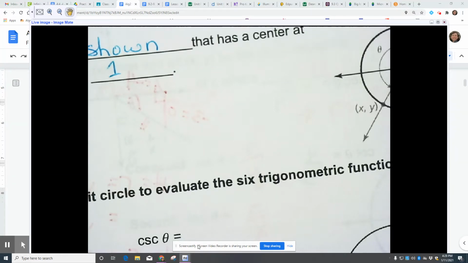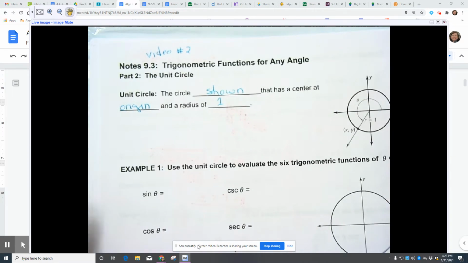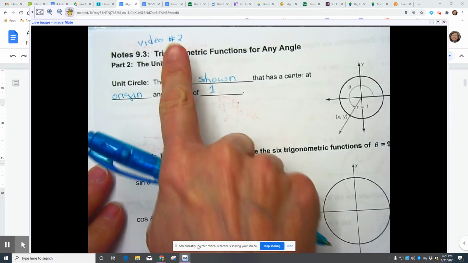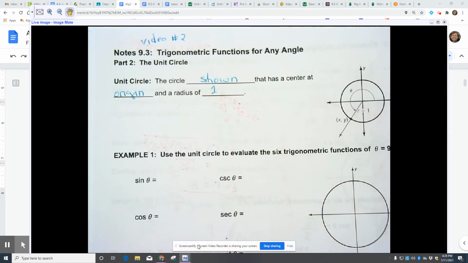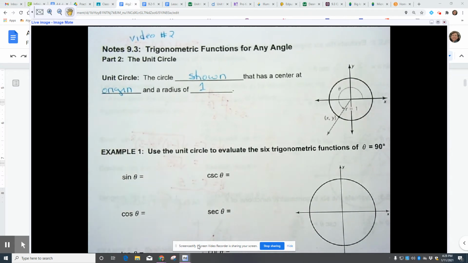Hi everyone, I need to zoom out a little bit here. This is the second video for section 9.3. Go ahead and copy that part and I'll just explain it a little.